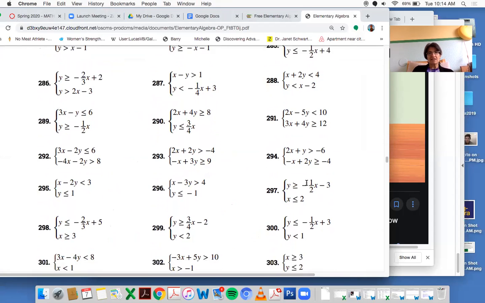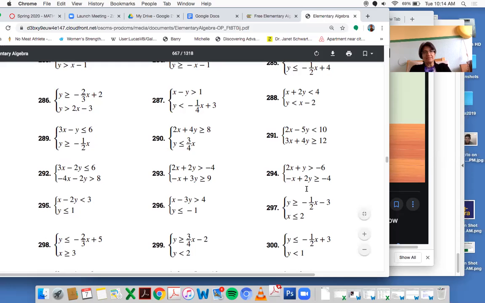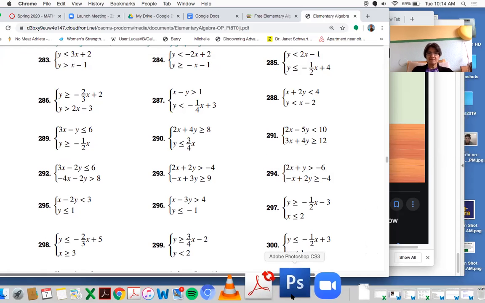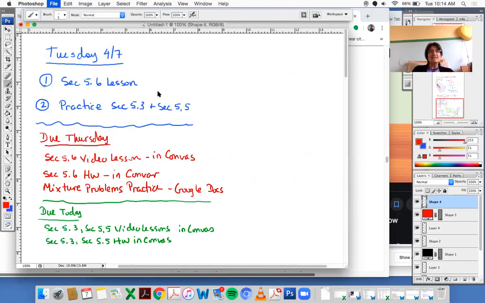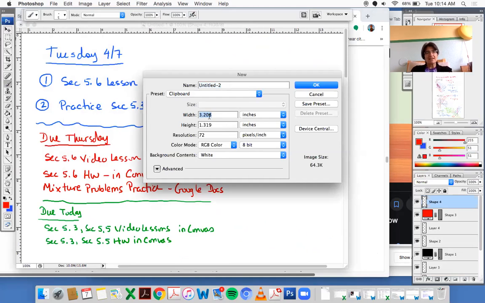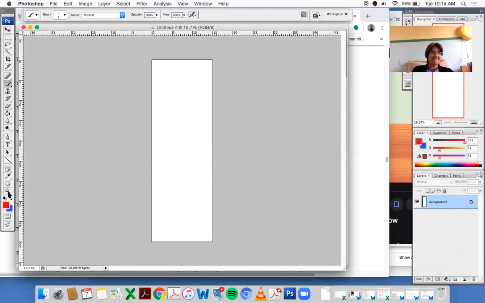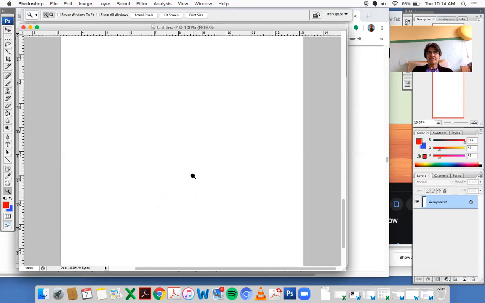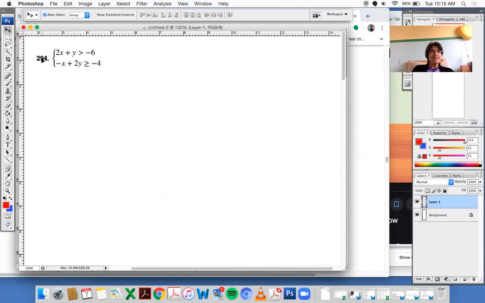290. Let's see. Let's do 294. All right, I need a new page. Let's open up a new page here. There we go. Okay, so 3 minutes. We try this out, and then we can check in a few minutes time. I'll draw my axes in the meantime.